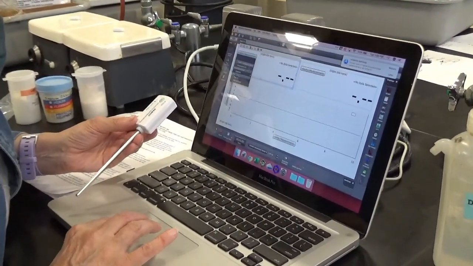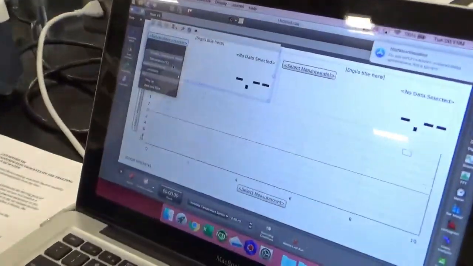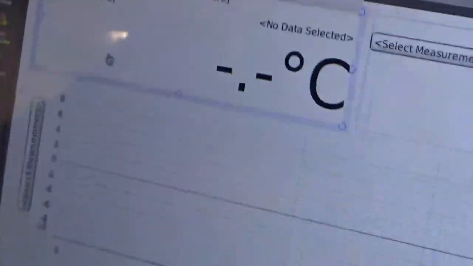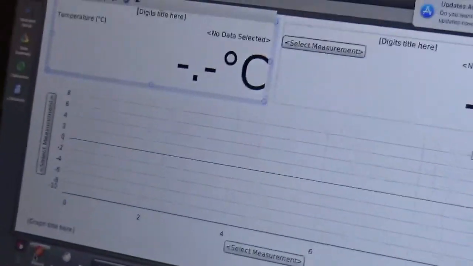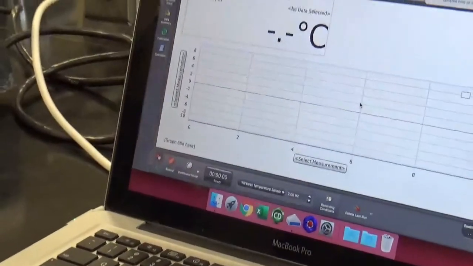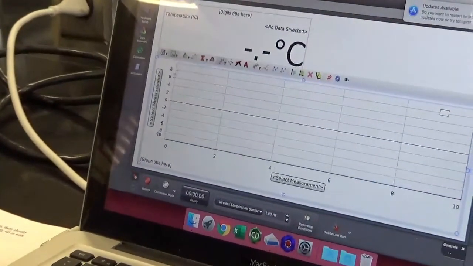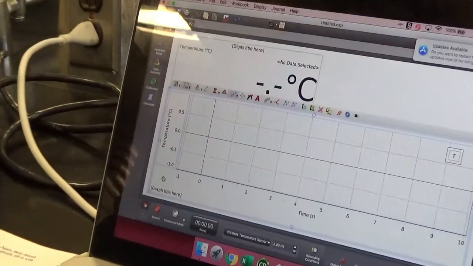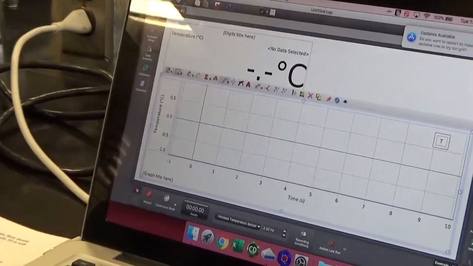Select measurement. Now I can select, now temperature is one of the choices. So when I hit the record button, it'll record a temperature. On the graph, click select measurement. I'm going to do that again. Again, I'm going to choose temperature, just like I did before. And then I'm going to hit the record button.